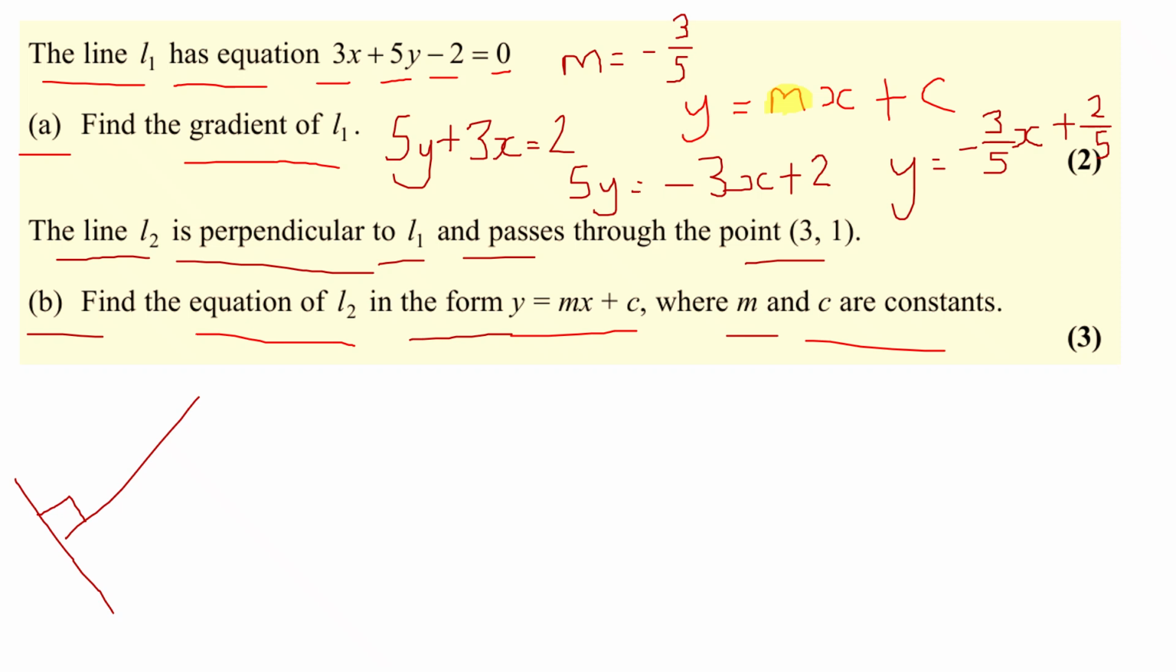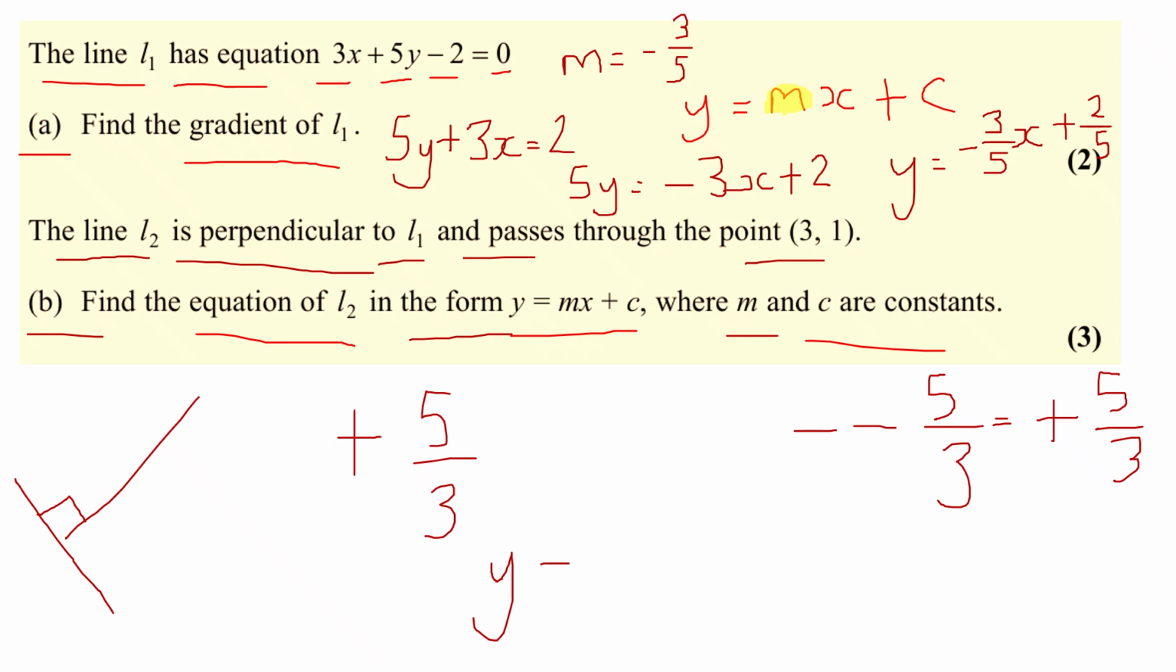So the gradient of L1 is minus 3/5. The negative reciprocal of minus 3/5 will be positive 5/3, because it will be minus minus, and then if I flip it, turn it upside down, the two minuses make a plus, so we get positive 5/3. So that's the gradient of L2.